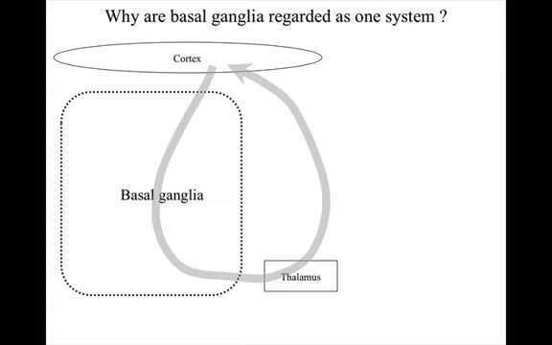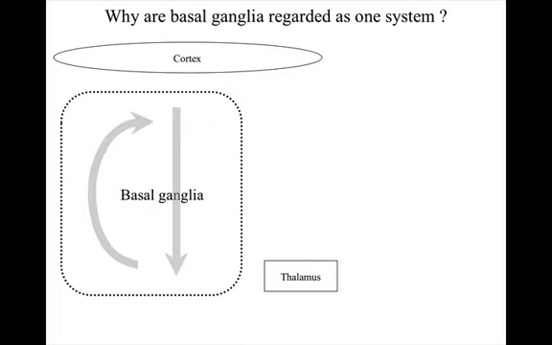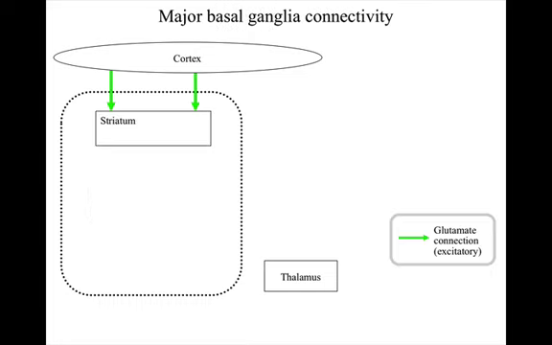Well, the reason is that there's a pronounced pattern of connectivity amongst the different basal ganglia nuclei and with other structures. The primary pattern is that outputs from the cortex go to the basal ganglia. They are processed in the different basal ganglia subnuclei, and there's a return projection to the cortex via the thalamus. Within the basal ganglia, there's processing of cortical inputs and feedback loops modulating that processing. So let's have a look at this connectivity in more detail, focusing on the dorsal basal ganglia.